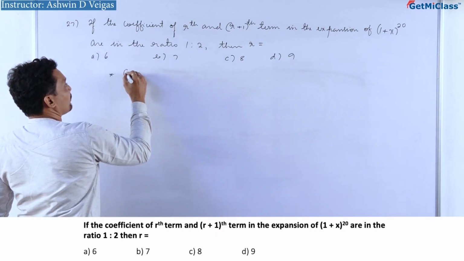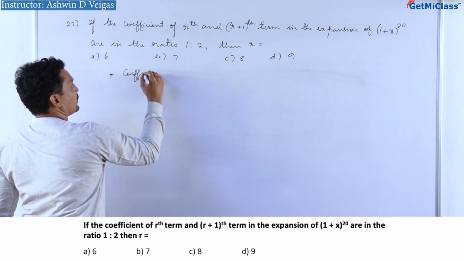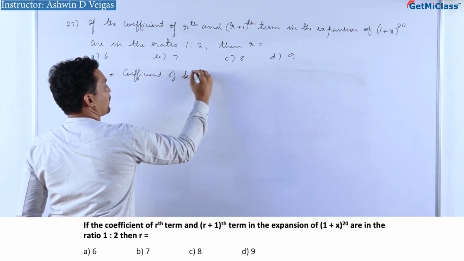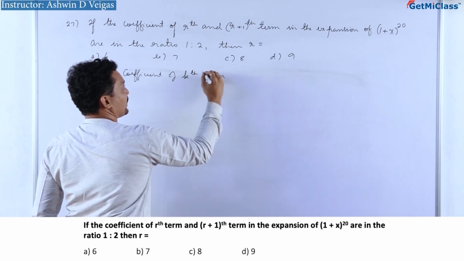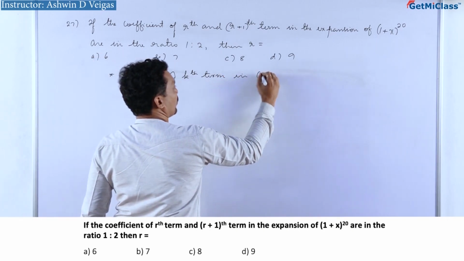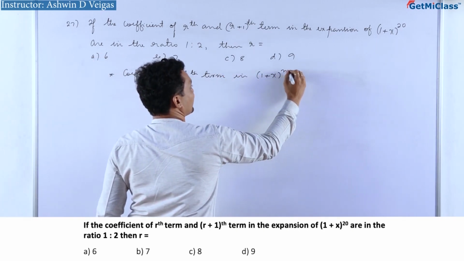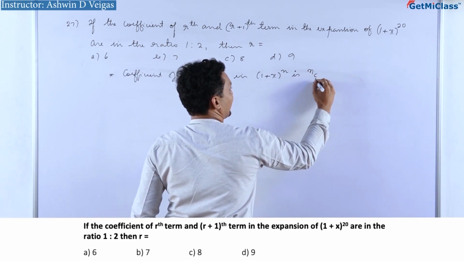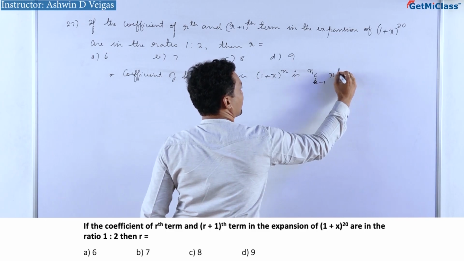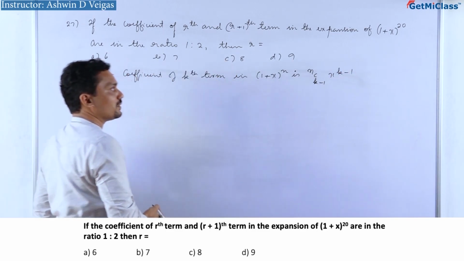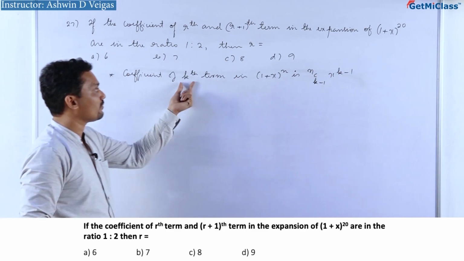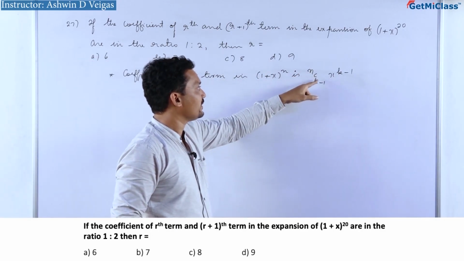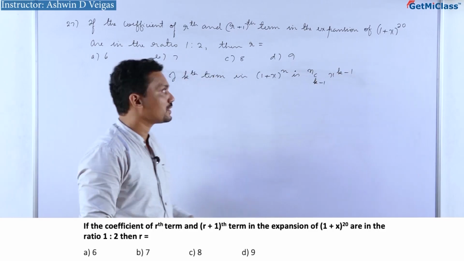The coefficient of kth term in (1 plus x) power n is always nC(k minus 1) x power (k minus 1). This is a very, very important concept. Coefficient of kth term in (1 plus x) power n is always nC(k minus 1) x power (k minus 1).